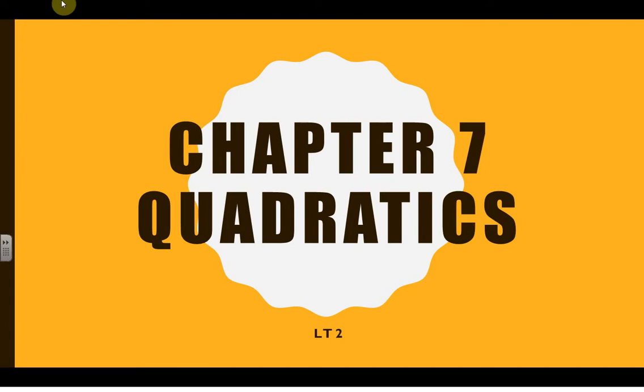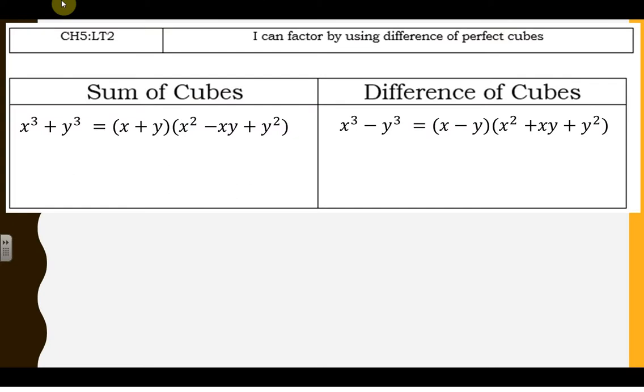Now before I click, I just want you to realize that it's going to sound really, really confusing, but it's just a pattern. That's all that's about to happen. You are going to learn how to factor using the difference of perfect cubes.